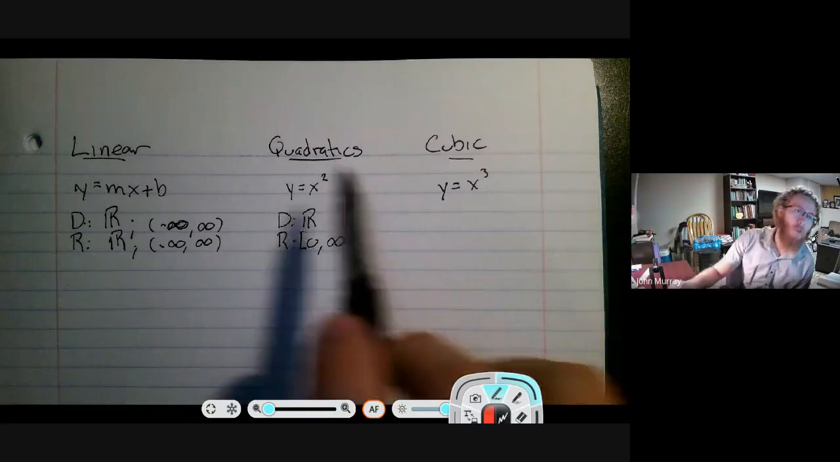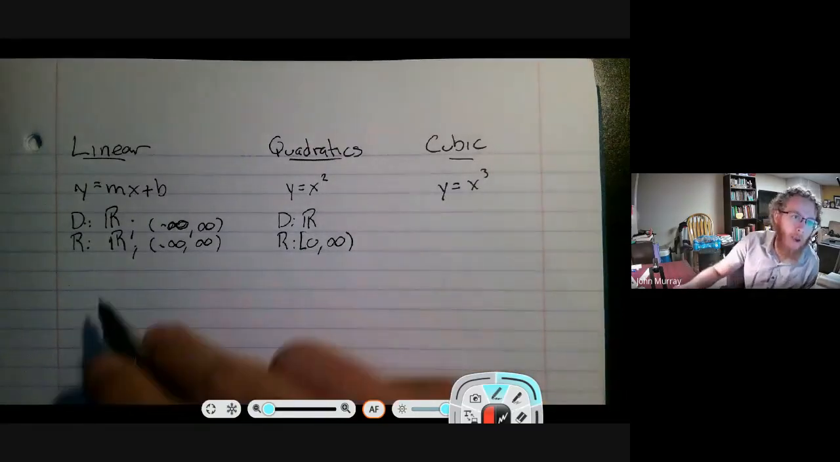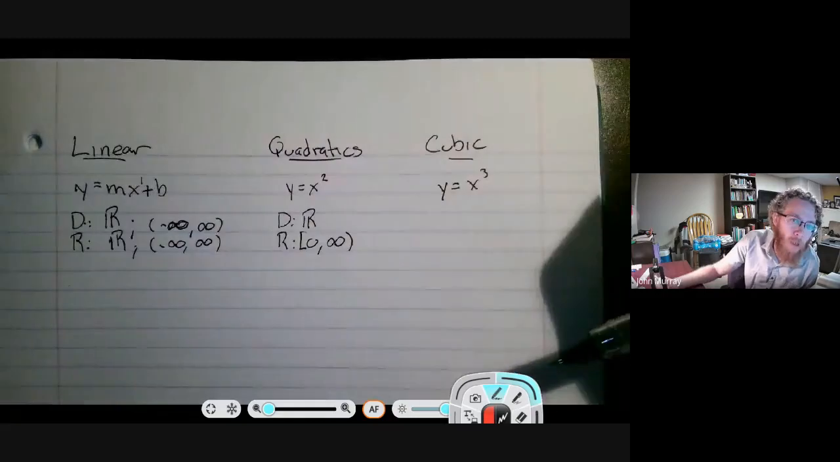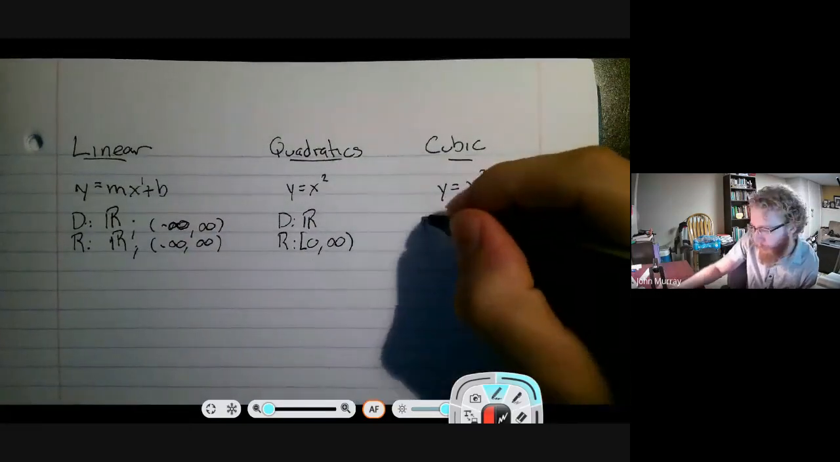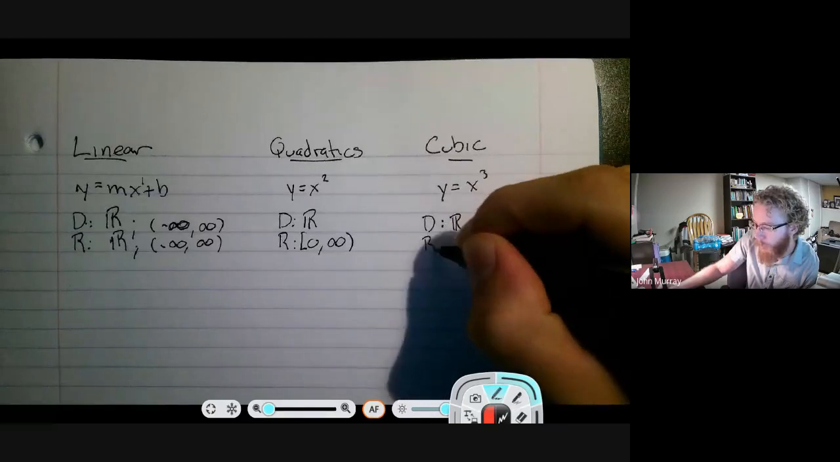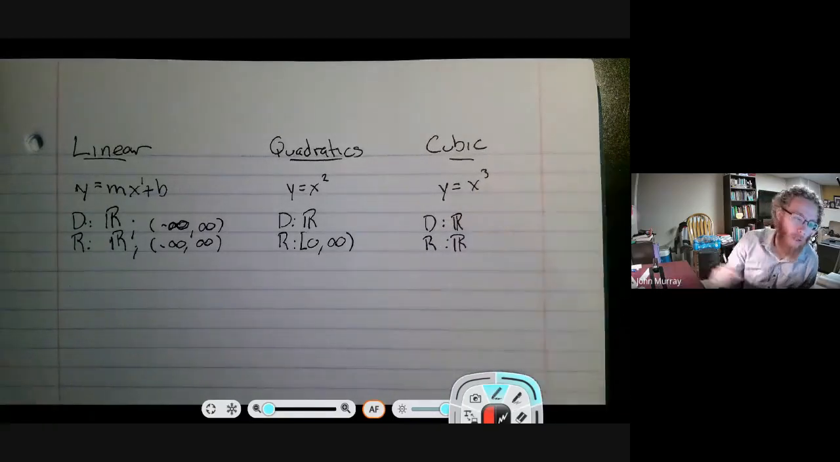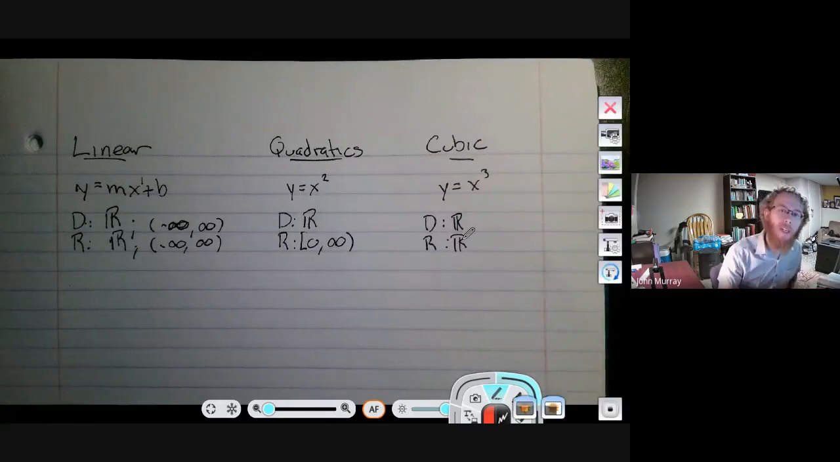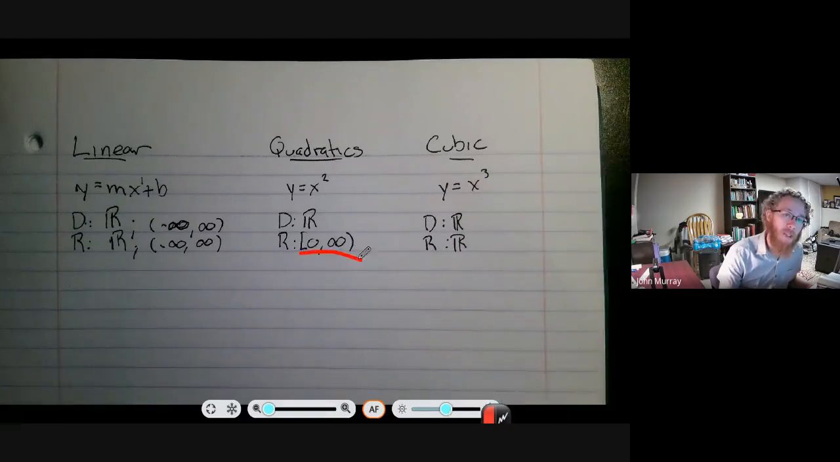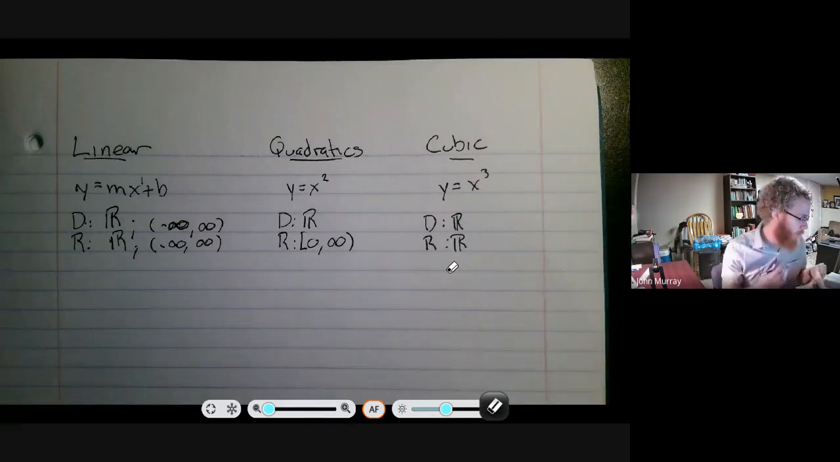Now, cubic kind of goes back to linear. They have an odd power. If I had an exponent here, it would be a 1. So again, our domain is all real numbers, and our range is also all real numbers, because now I can have negative numbers. Negative 2 to the third is negative 8. Here, if I square a negative number, it becomes positive. So that's why we only have positive answers. So for the cubic, we go back to all real numbers. So those are the basic polynomials.